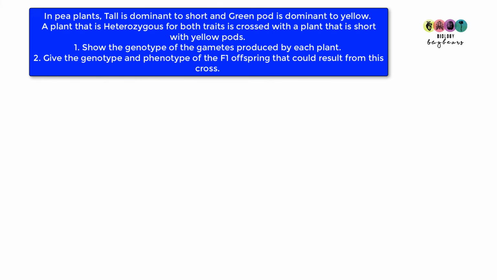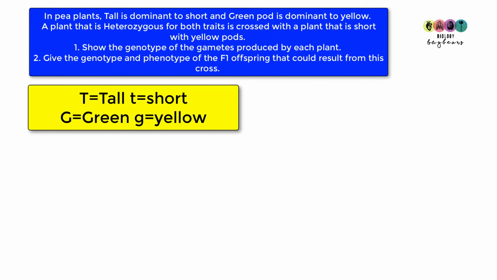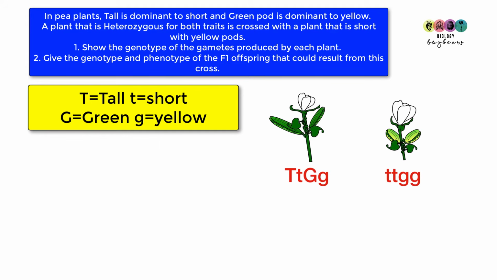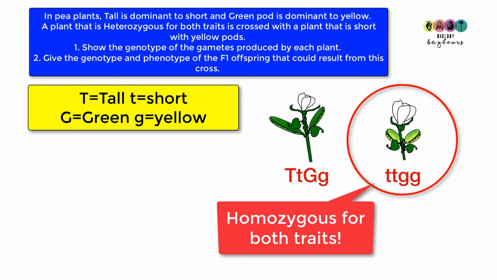I think the easiest way to start is to always start with the letters. Write down what the letters mean, what trait they represent. Then get the genotype of both parents, so write down the alleles that both parents have. So this parent was heterozygous for both traits, so had to have two different T's and two different G's, so two different alleles for both traits. The other plant was short and had yellow pods, and the only way he could be short with yellow pods, because both traits are recessive, is to have two copies of the recessive alleles for each trait, so little t, little t, little g, little g.